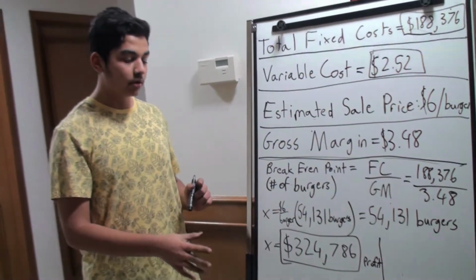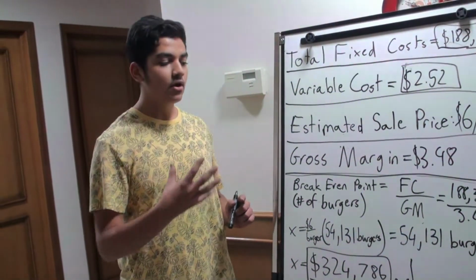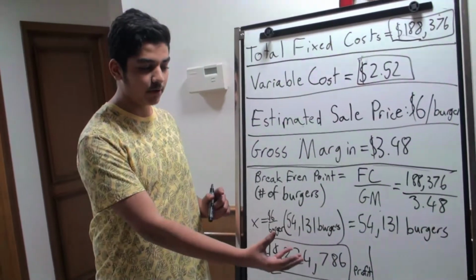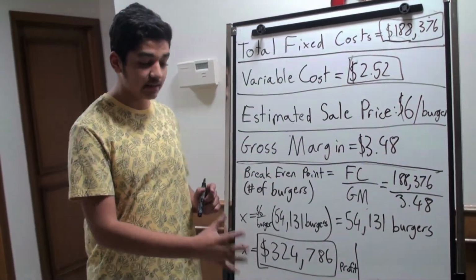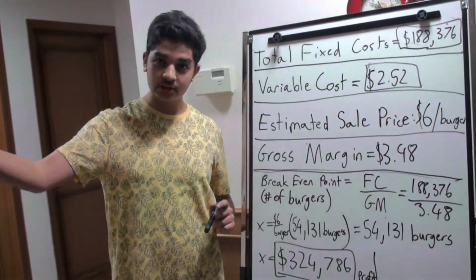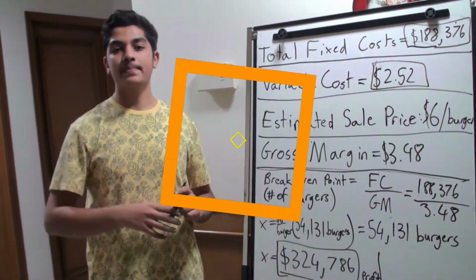This is very important because you have to tell yourself, will I be able to sell this many burgers? Will I be able to sell this many burgers and make this much money in order to even reach that break-even point in the first place?